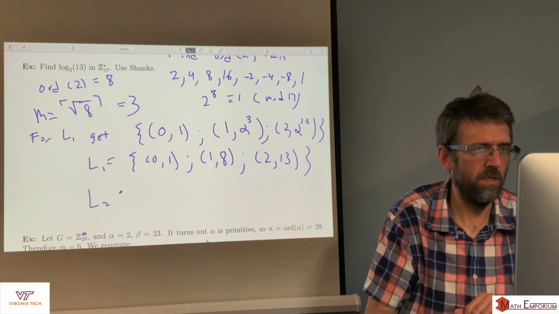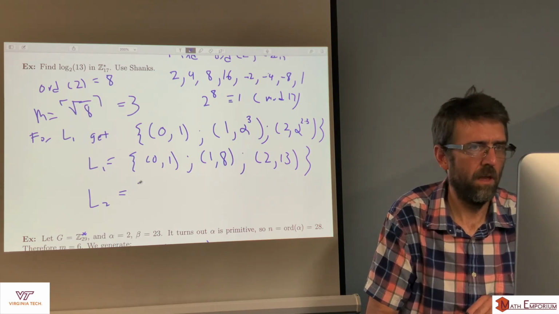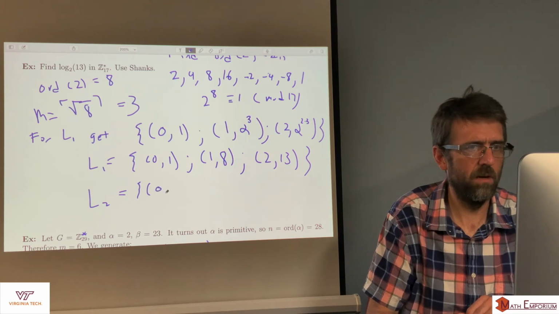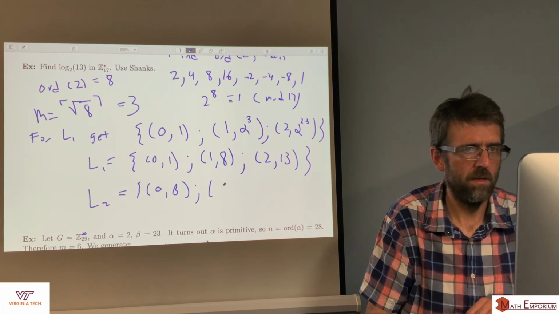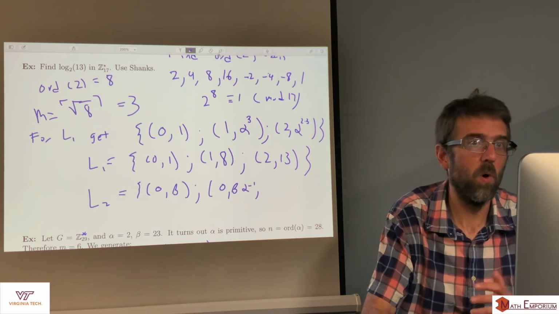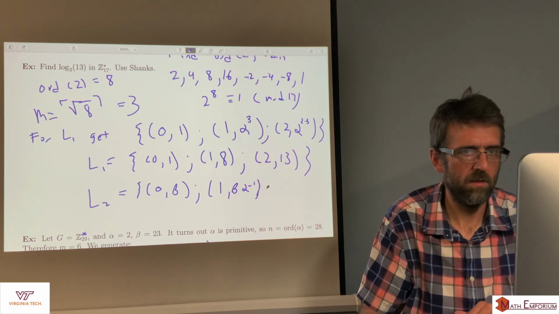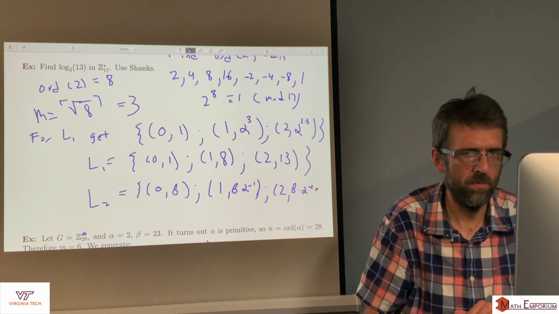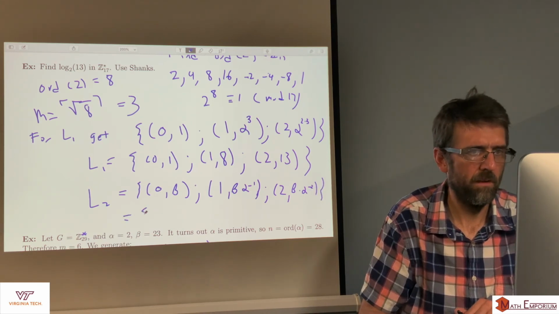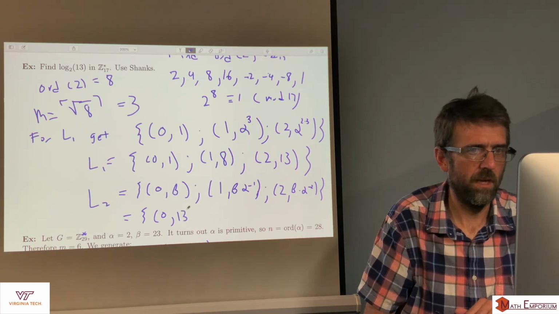What about my L2? Okay, so again, it's just going to have 3 elements since m is equal to 3. All right, and so it's going to be 0 comma beta. And then it's going to be 1 comma beta times alpha inverse. And then 2 comma beta times alpha to the -2. But that's 0 comma 13.